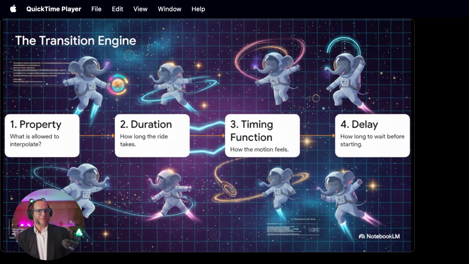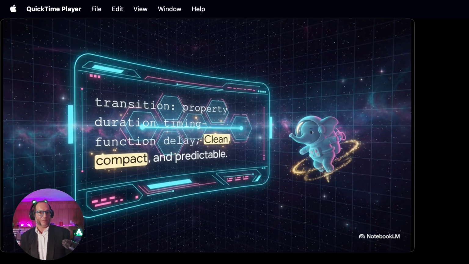Then duration. How long does this ion burn last? Is it a quick little zap or a long cinematic drift? Third, the timing function. This is the personality. And last but not least, the delay, our countdown to ignition. And you know what? Most of the time, you're just going to use this one clean line of code. This is the shorthand. It's always in this order. Property, duration, timing function, delay. Just remember that. It's the main control panel for our drive, super compact and totally predictable.